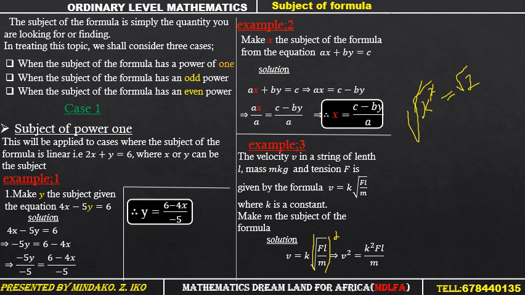Square. Yeah, we'll square it. Then we'll also square our k. Okay, we'll square this k too. And then we'll also square the v.